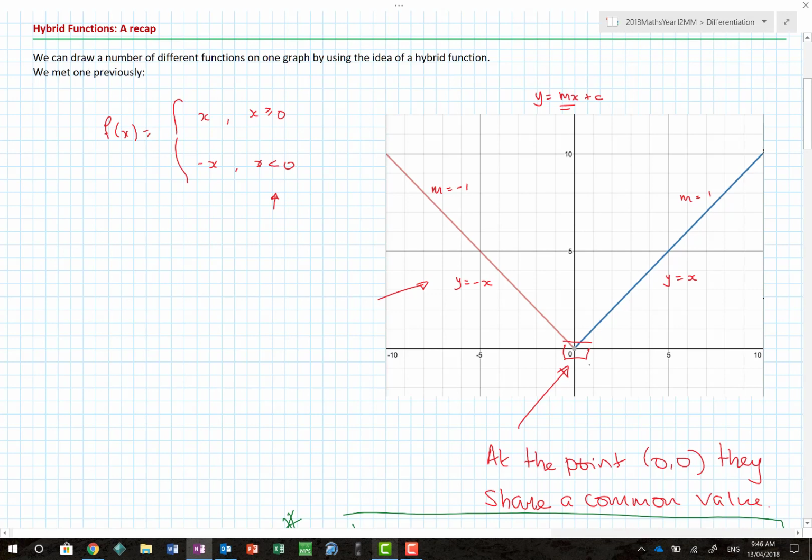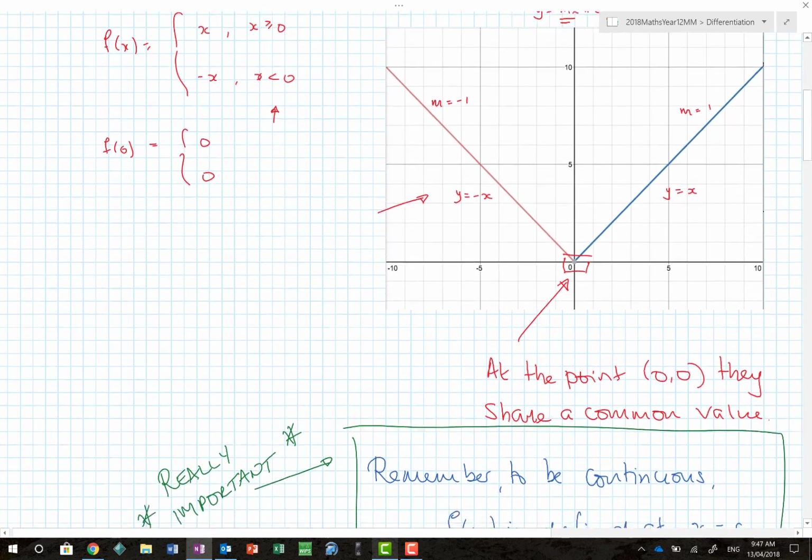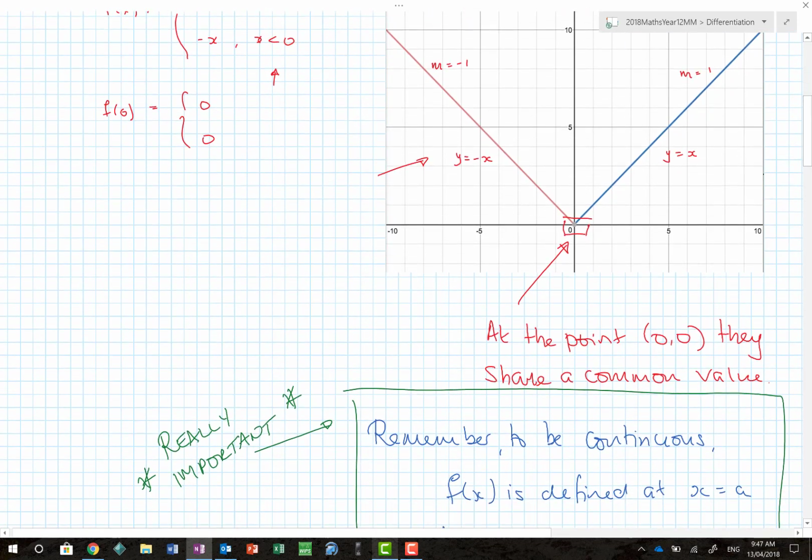Now remember, at this point here, they share a common value, all right? That's not strictly speaking true. But what we do know is, if I put f of 0 into both of those equations, what do I get? I get 0 and I get 0. So I suppose you could argue they do share a common point. But the point of it is, is it differentiable there?